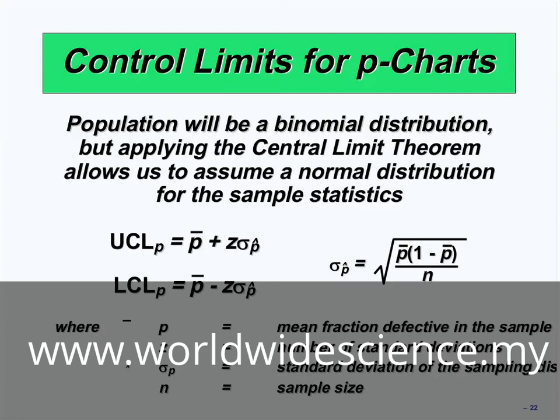Z is the same as in the R chart, the number of standard deviations, a statistical variable. Sigma P is the standard deviation of the sampling and N is the sample size. Sigma P, as you see, can be calculated by the square root, or radical, of P bar multiplied by 1 divided by N. It gives you sigma.